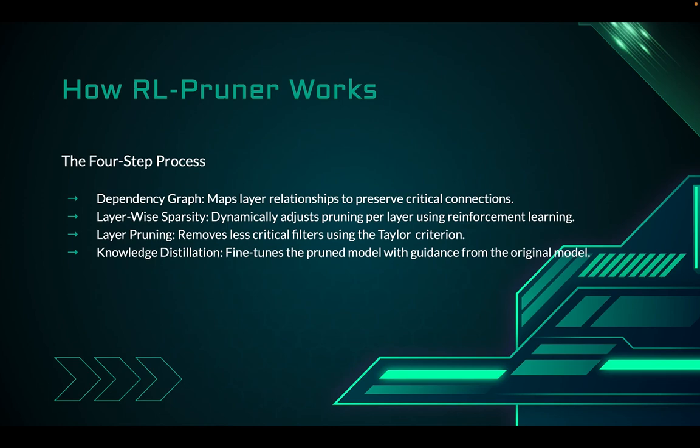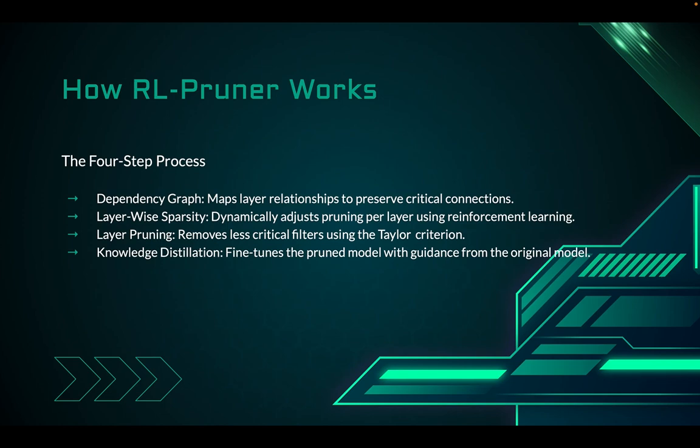So RL Pruner begins by analyzing the CNN architecture to understand the relationships between layers. A dependency graph is created to map out how pruning one layer impacts others. This is basically creating a relationship between different layers, and then determining how one layer is going to impact the other.